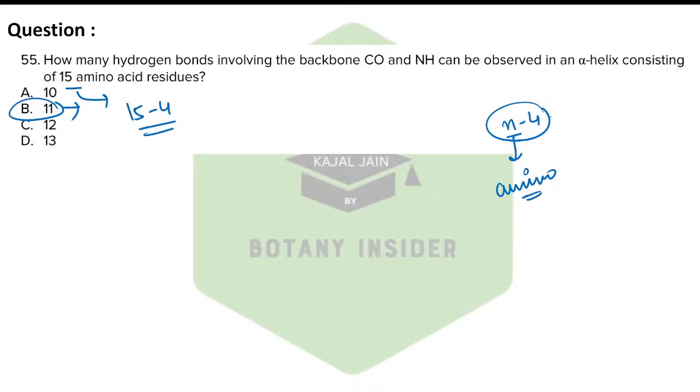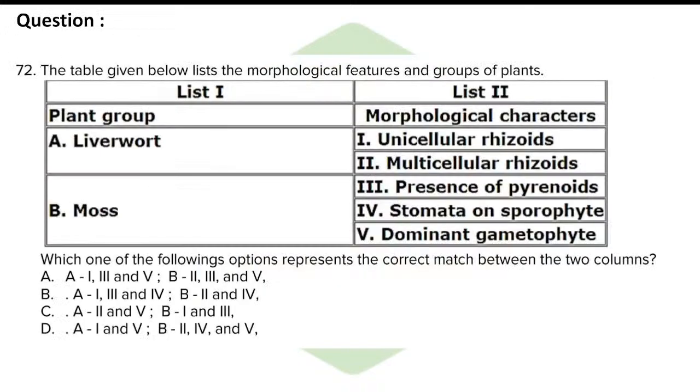That's why B is the correct answer. N minus 4, 11 is the correct answer. Next question, give it a try.